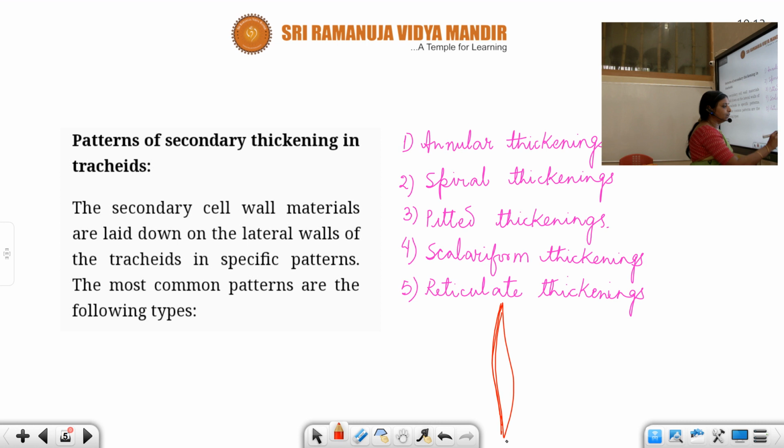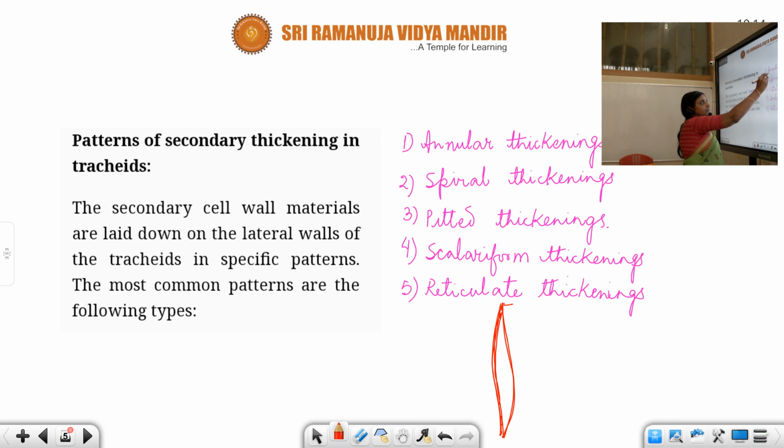One type of this deposition, if we observe, is the annular type. Annular means ring-like structure, in a ring form, or we can say ring-like thickenings, but the technical term is annular thickening. And the second type is spiral. Ring means like this: one ring is here, one ring is like this. So this is the annular type.